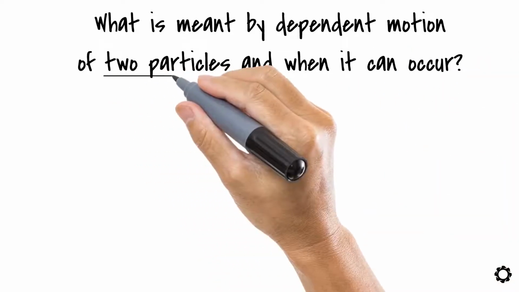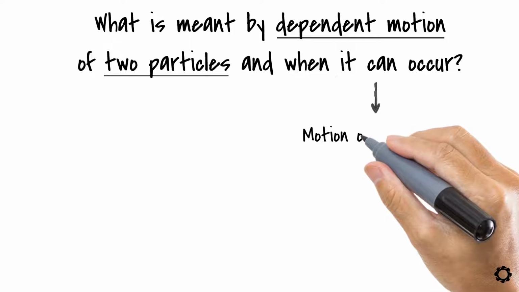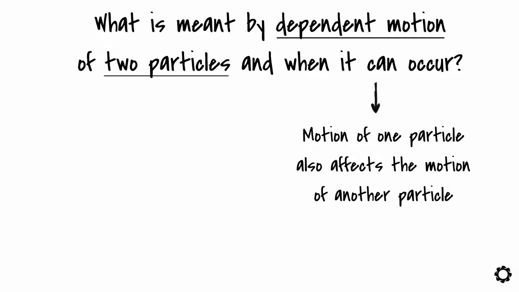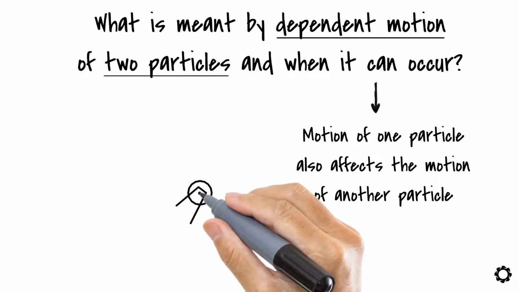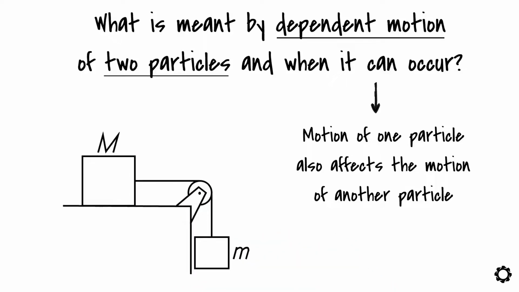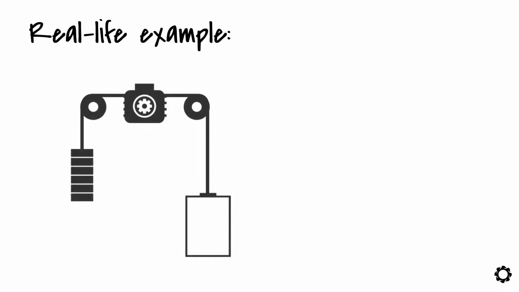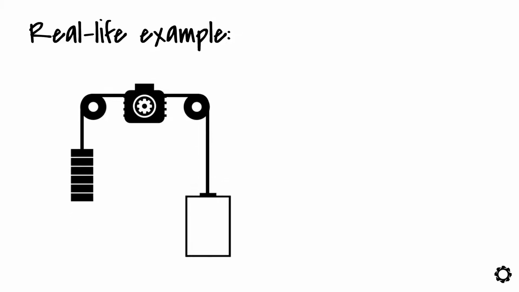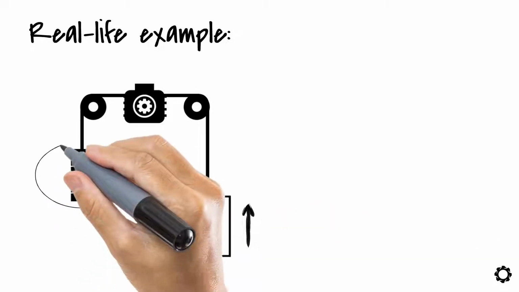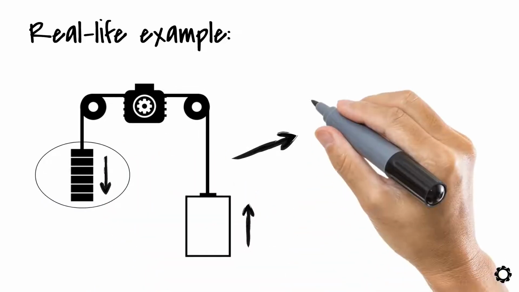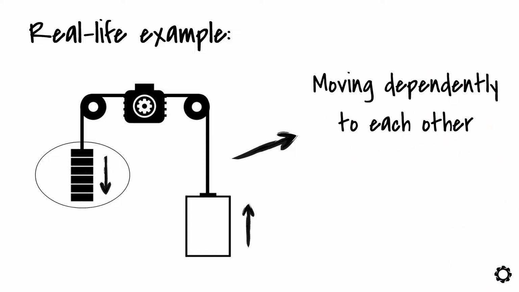We can say that the two particles are in dependent motion when the motion of one particle also affects the motion of another particle. Most often, this type of motion is presented when two particles are interconnected to each other by a cord which is wrapped around a pulley. A very good real-life example is an elevator which is interconnected to a counterweight by steel ropes that are wrapped around the pulley system, driven by an electric motor. When the elevator moves, the counterweight which is interconnected to the elevator also moves at the same time. Therefore, they are moving dependently to each other.